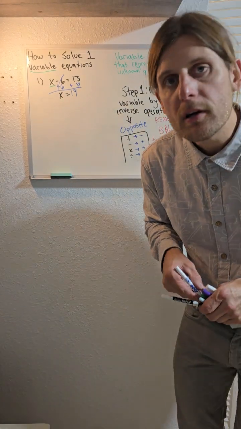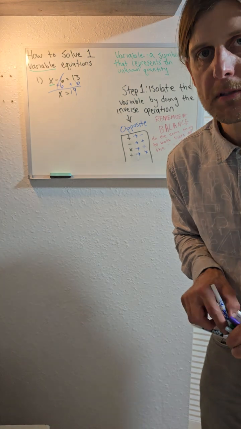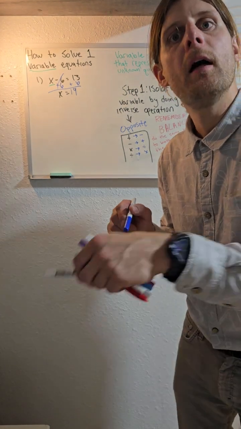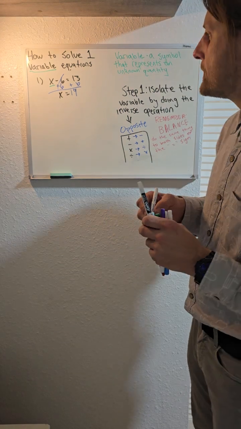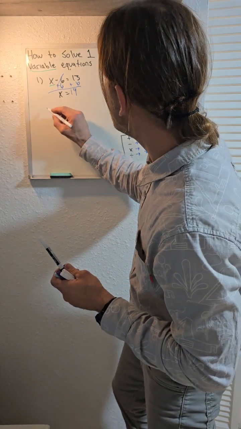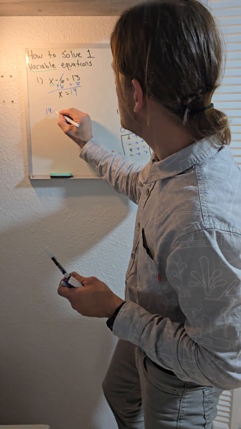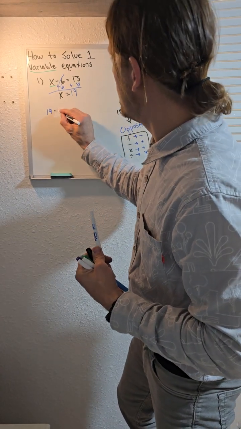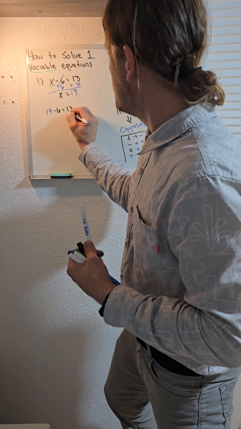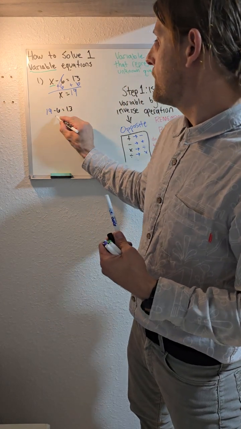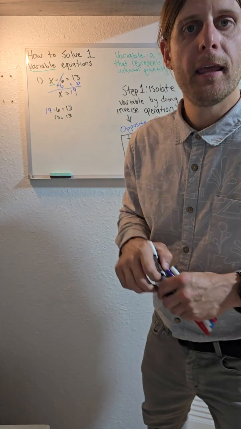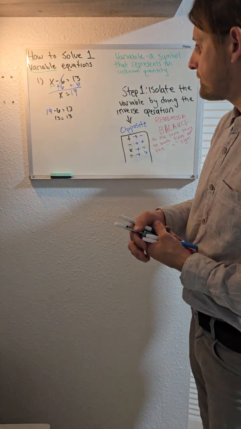We can check our work through a method called substitution, where we substitute our answer for the variable back into the problem. So we would have 19 minus 6 equals 13. Does 19 minus 6 equal 13? 13 does equal 13. And that states true.